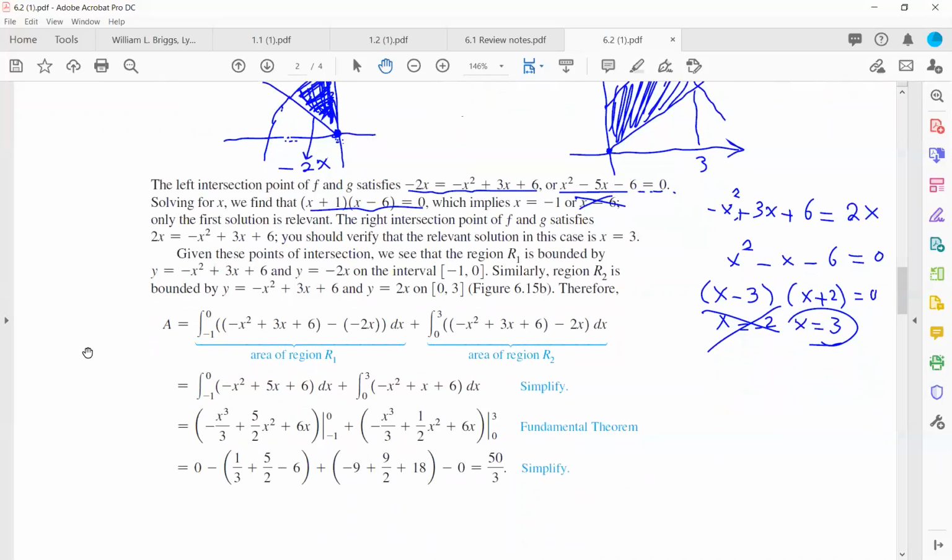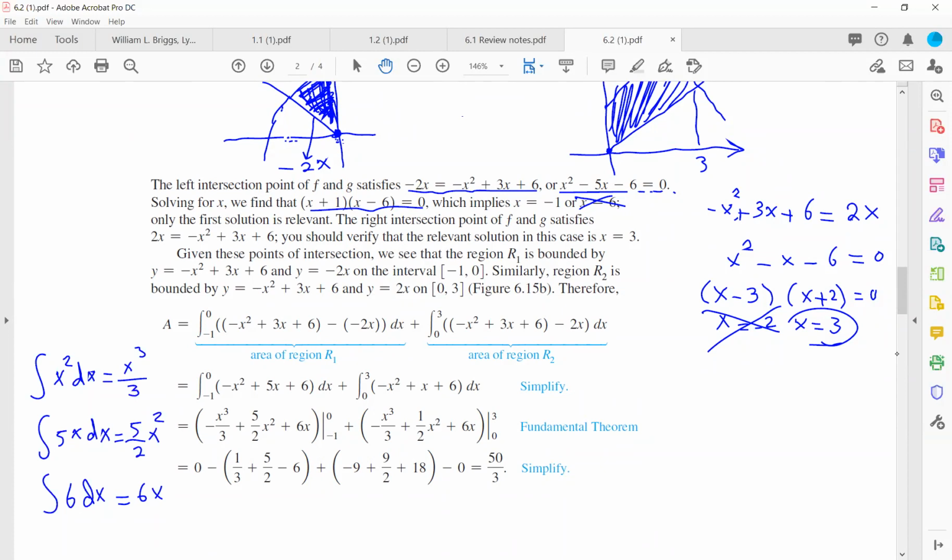So the integral of -x squared, remember that you have a power function, is equal to x cubed over 3. The integral of 5x is 5 halves x squared, and the integral of 6 dx is 6x. All of these are nice functions, power functions, so all of them are following the power rule for the integral.